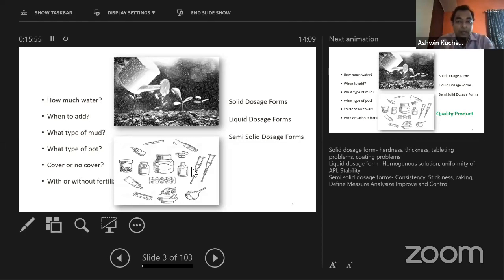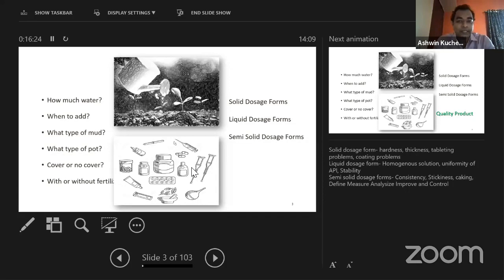When to add? If we are going for a specific method, should we use wet granulation? Should we add aqueous? Should we add organic? Which type of mud, meaning which type of excipients, do we need to add into our different dosage forms? What type of pot? Relating it to our pharmaceutical dosage form, which type of packaging do we need to select? Is it hygroscopic? Is it light resistant? Is it susceptible to different conditions? Depending on that, different types of packaging need to be done. What type of cover, as I said, different packagings.